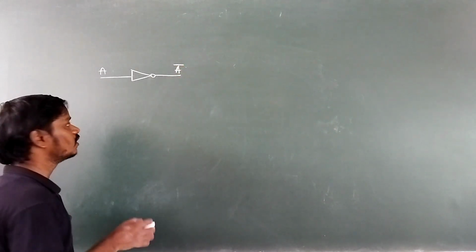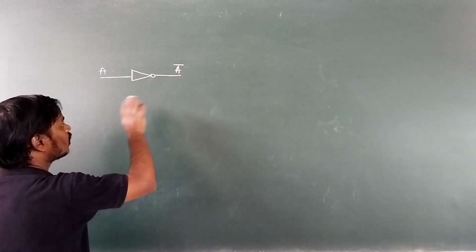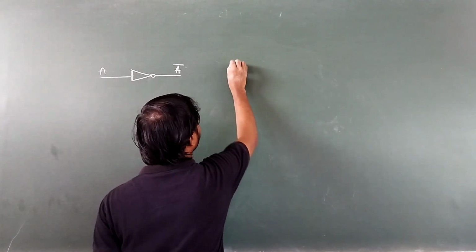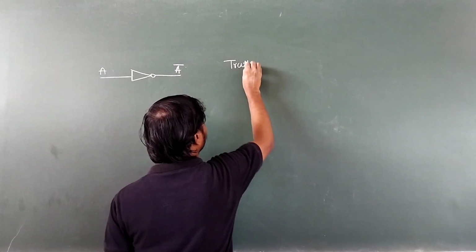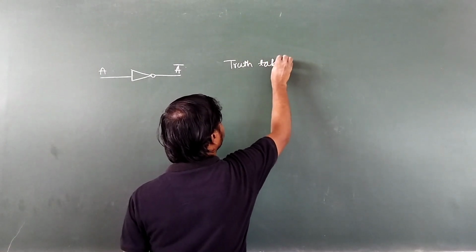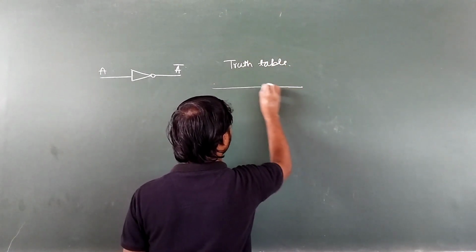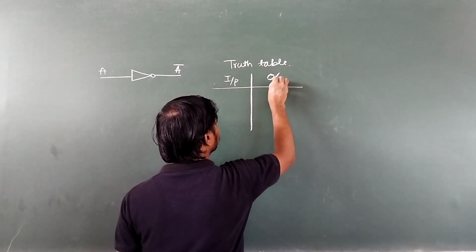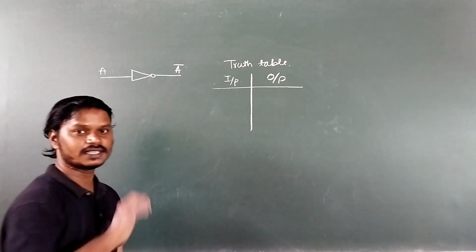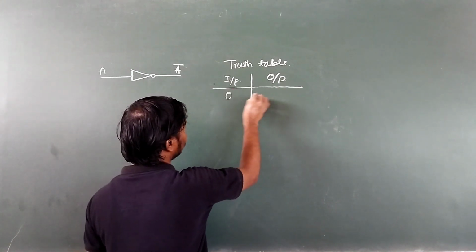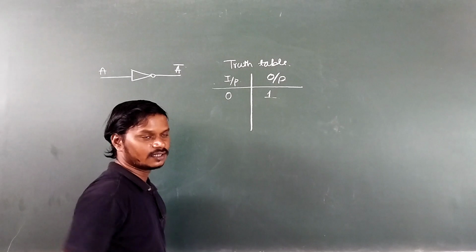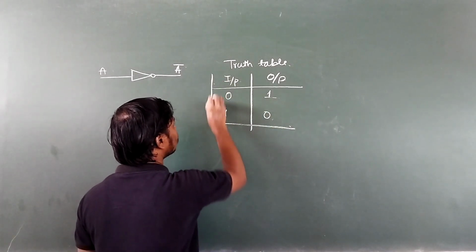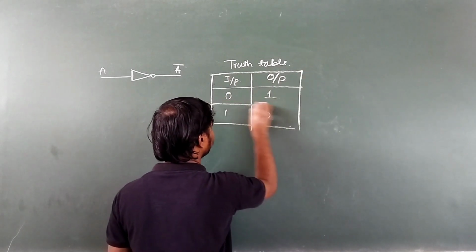Now what is its meaning? NOT gate has one input and one output. Then what is the truth table for NOT gate? In one column I will write input, in another column output. If input is 0, then its output is 1. If input is 1, output is 0. This is the truth table for NOT gate.